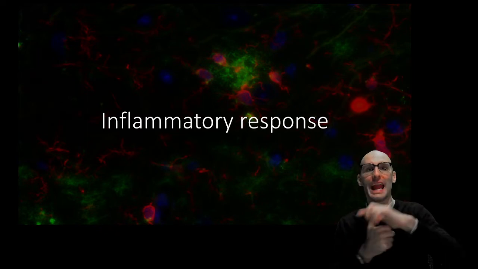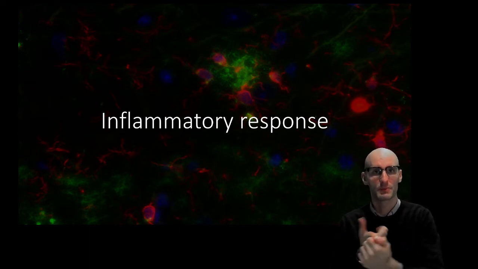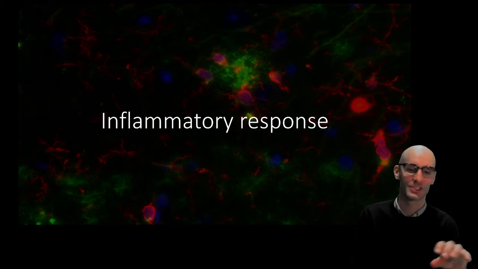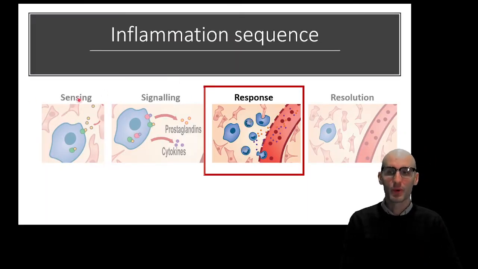So first we looked at how the resident immune cells detect pathogens or damage. Then we looked at what signaling they do to induce the inflammatory response. Now we're going to cover the inflammatory response itself, which is super awesome. Okay, so let's jump into it. We've covered the sensing, the signaling. Now we're going to cover the response.